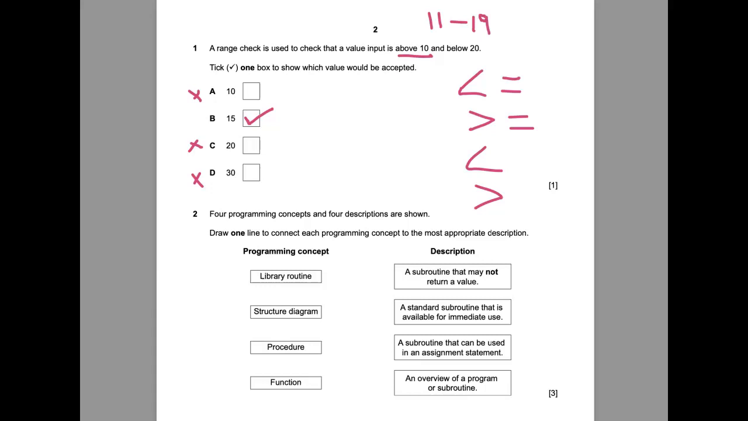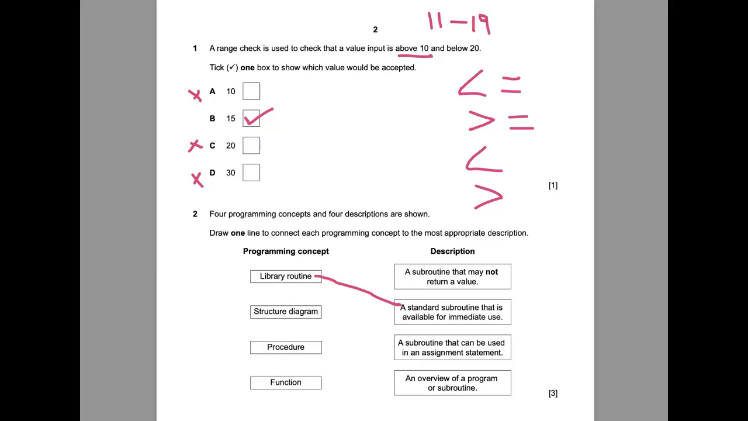So a library routine is a standard routine that is available for immediate use. It's basically code written by someone else that we can use. For example, a random number generator, or tkinter, which is the windows programming in Python, or Python Turtle. There's lots of other examples, but that's a few examples of library routines.